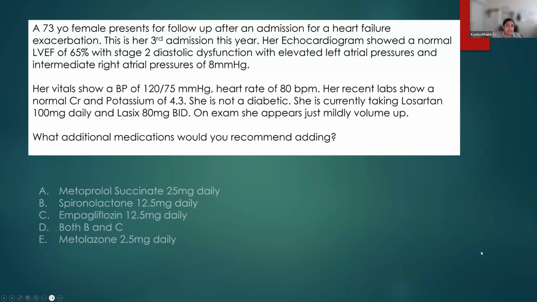She is currently taking losartan 100 milligrams daily and Lasix 80 milligrams BID. On exam, she appears just mildly volume up. What additional medications would you recommend adding? A, metoprolol succinate 25 daily? B, spironolactone 12.5 milligrams daily? C, empagliflozin 12.5 milligrams daily? D, both B and C, or E, metolazone 2.5 milligrams daily?